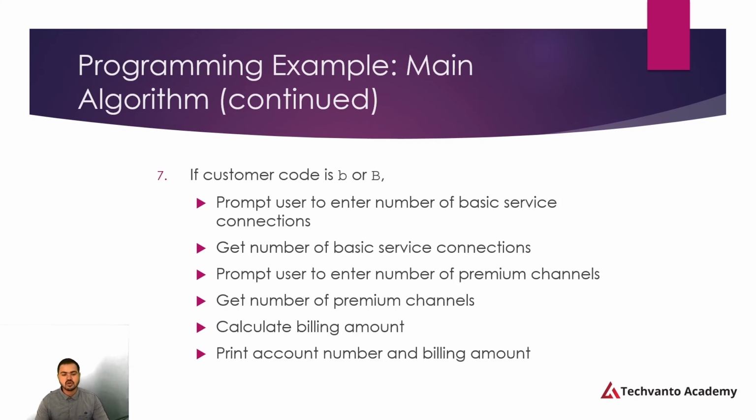If the customer code is B, you ask for the number of basic service connections and read that. Again you ask for the number of premium channels, get that number, and calculate the billing amount by using the formula. This is how it is going to work. Finally you need to display the output: one is the account number, another one is the billing amount.